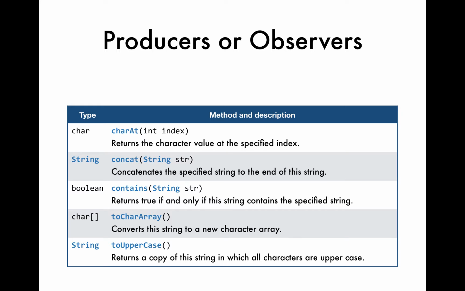Let's revisit the string methods we looked at before in light of Liskov's categories. We already figured out that since strings are immutable, all of these methods are accessors. But what kind of accessors are they? Are they producers or observers? I hope the answer is fairly obvious here.